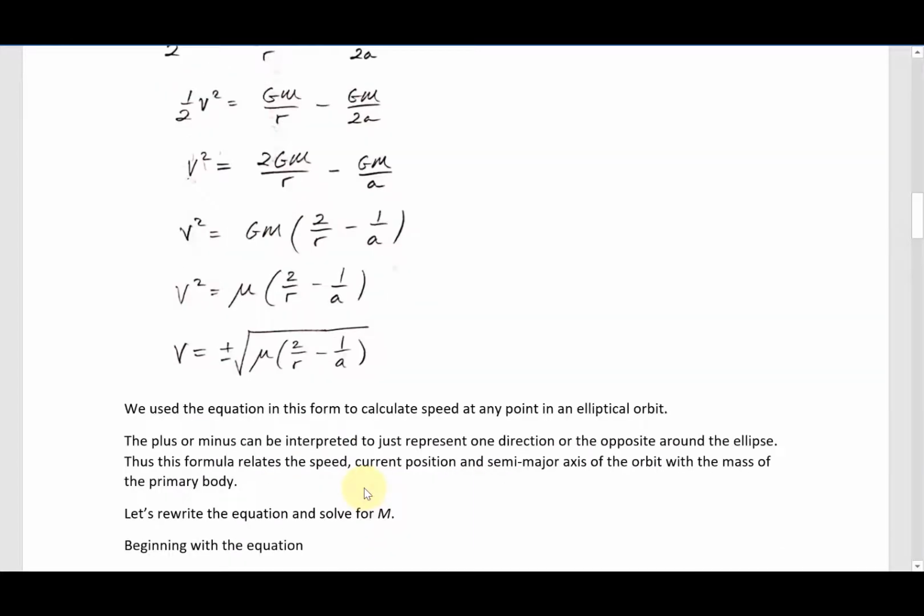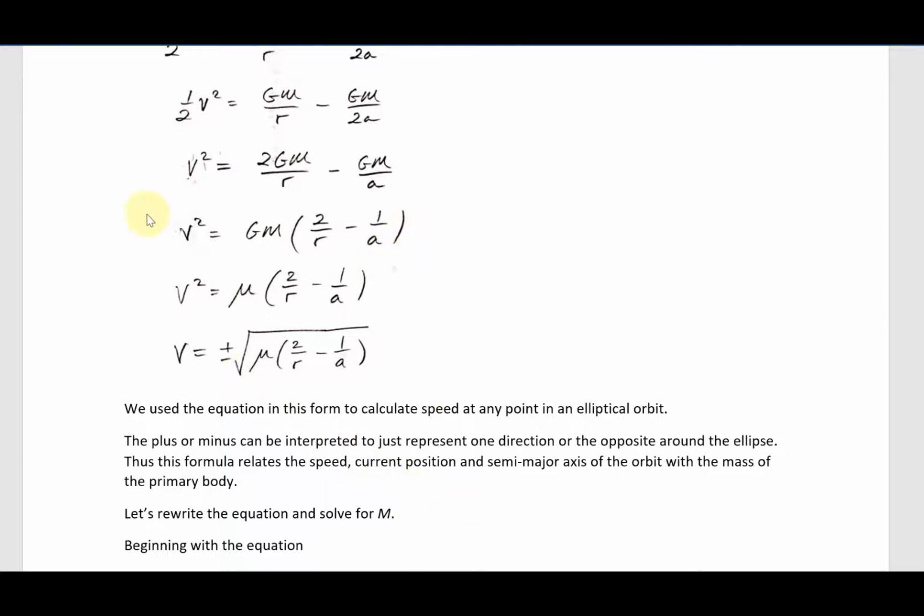So we use this equation in this form to calculate speed at any point in an elliptical orbit. And that plus or minus there can be interpreted to represent one direction or the opposite direction around that ellipse. So this formula relates the speed and current position and semi-major axis of the orbit with the mass of the primary body. But what I'd like to do here is rewrite this equation and solve for m.